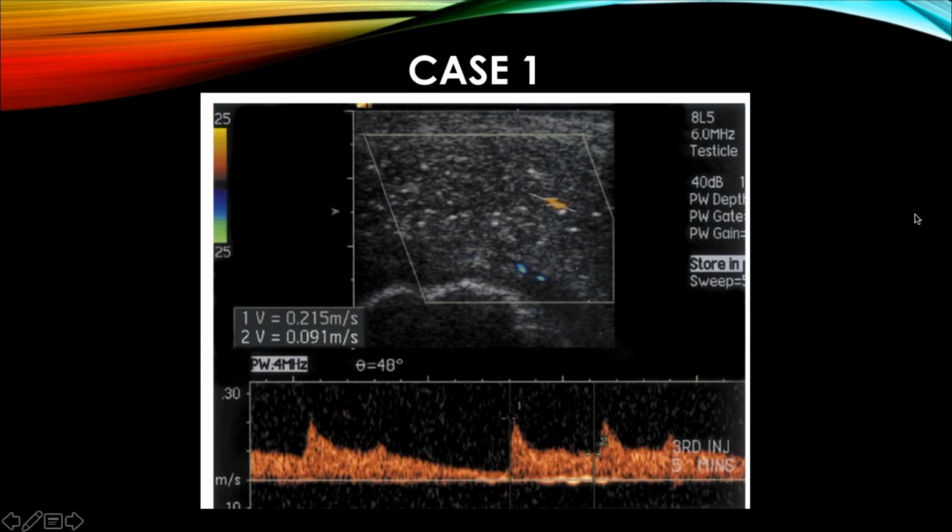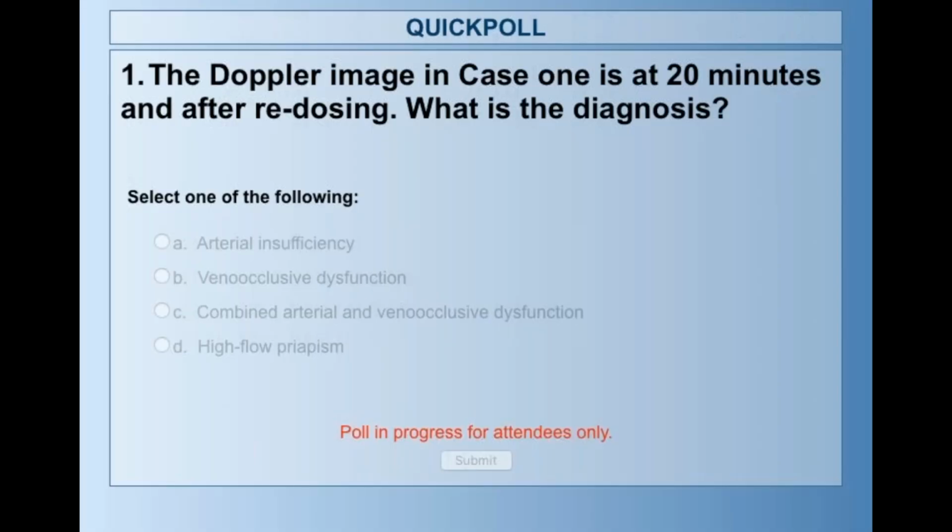I'm going to give you this poll. The Doppler image in case 1 is at 20 minutes after redosing. What is the diagnosis? Your choices are arterial insufficiency, veno-occlusive dysfunction, combined arterial and veno-occlusive dysfunction, and high flow priapism. So go ahead, I'm opening the poll. Go ahead and respond. I see you guys are responding. About 10% of you, and I'll let it get up to about 50%. So keep voting, keep voting.